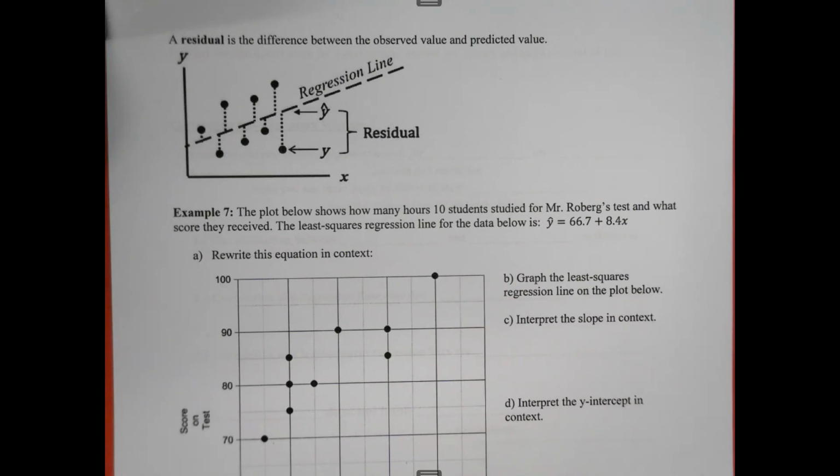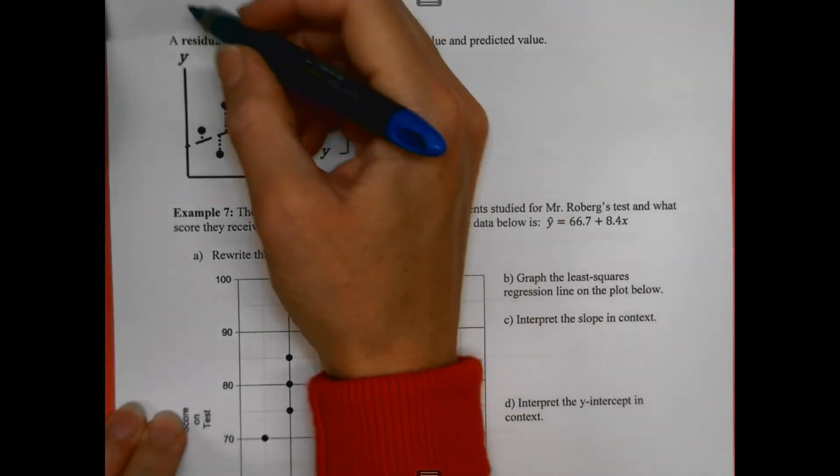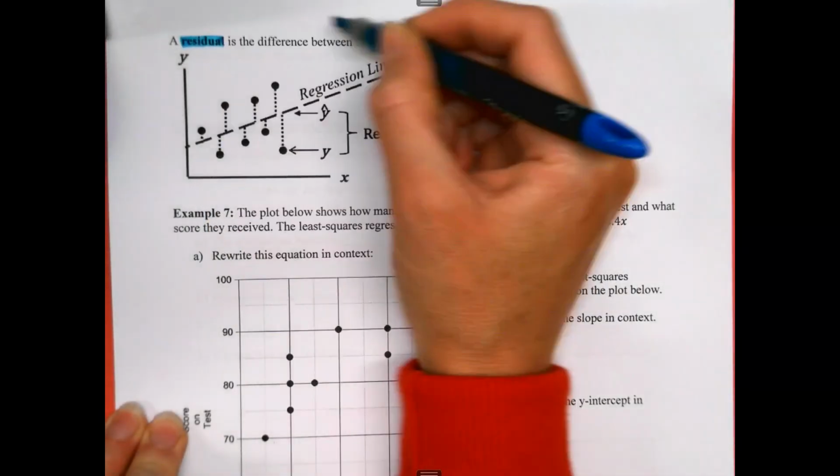We have talked about the least squares regression line, which is a line that is fitted to the data and describes the relationship between an explanatory and a response variable. With that, we have this concept of a residual. A residual is the difference between the observed value and the predicted value.